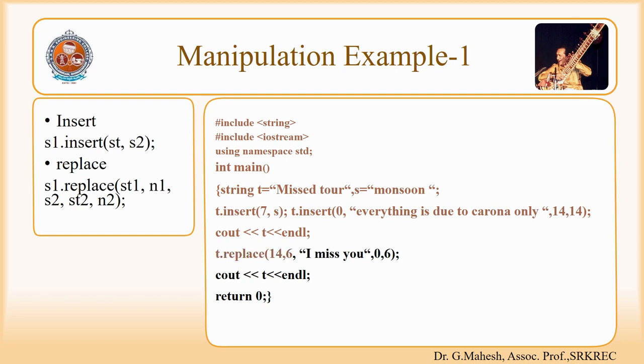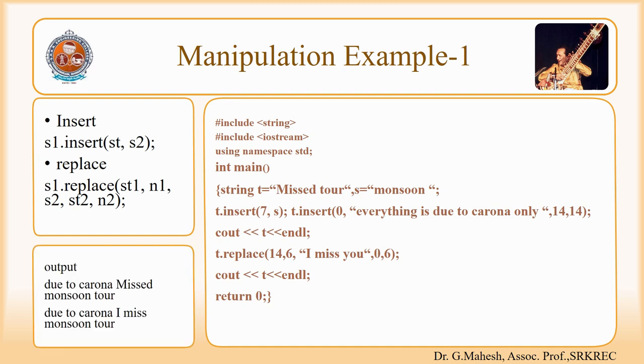After that, you have to replace with the substring "I miss you", that is, starting at the 0th position to the 6th position, that is the "I miss" string, into T again. At what position? The 14th position, and of length 6 characters. Now output the string. Now what will be the output?